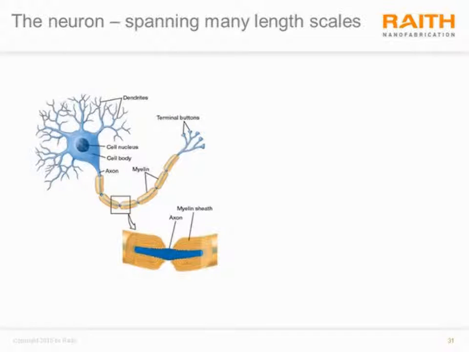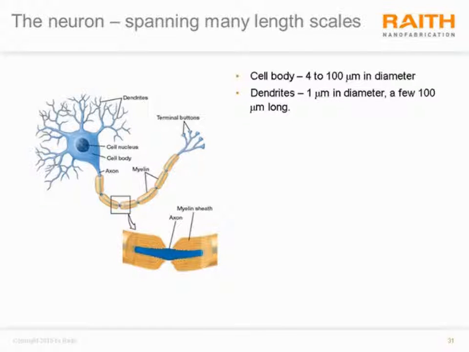So let's have a closer look at the neuron. And again, this is all background to explain why the chip scanner is going to be important for neuroscience and connectomics in particular. The neuron spans many length scales. Here we have the cell body. The cell body can be 100 microns in diameter. We also have the dendrites. They can be 1 micron in diameter but span a few hundred microns long. And so here we have quite a range of scales.